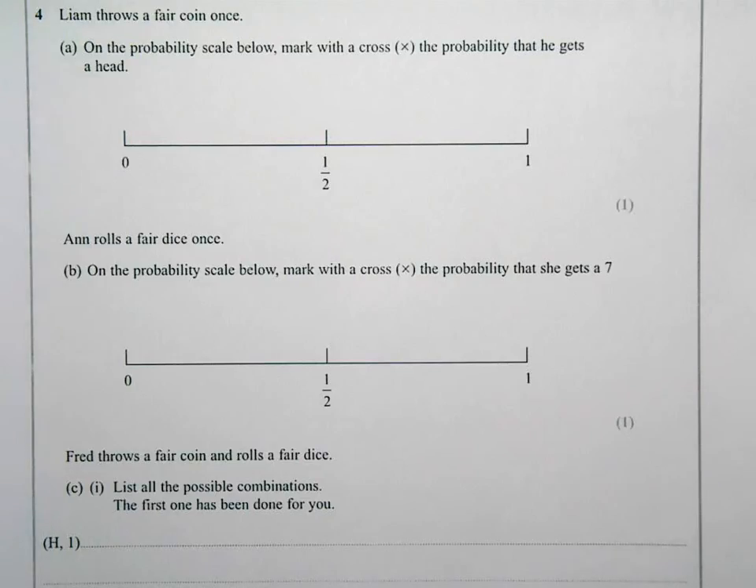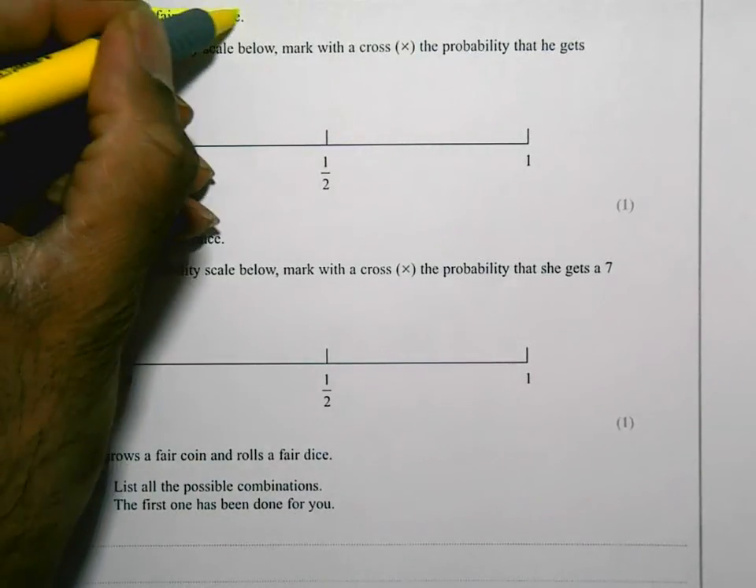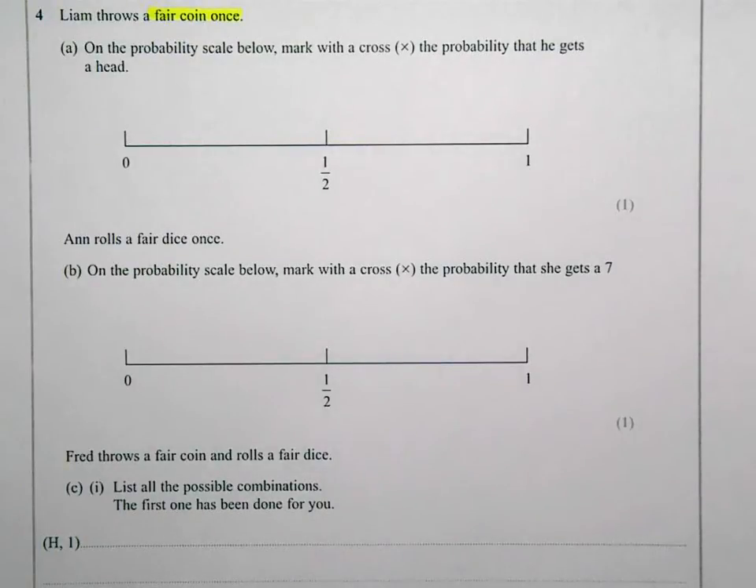Okay, this is question 4 on the foundation non-calculator paper. Let's read the question first. Liam throws a fair coin once. Now, a fair coin means that there's an even chance, or an equal chance, of both heads or tails coming up. So it's a 50-50 chance of getting a heads or a tails. Ideally, the probability is a half that you get a head or a tail.